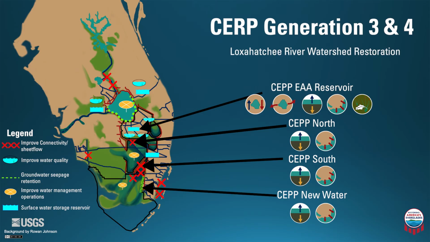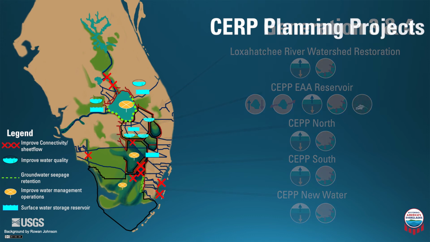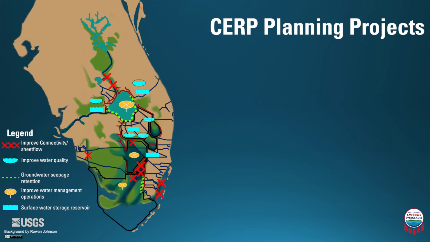Loxahatchee River Watershed Restoration. This project will restore headwater wetlands and enhance flows into the Loxahatchee National Wild and Scenic River. These actions will improve water depths and flooding durations in Everglades freshwater habitats and improve freshwater flow to the Lake Worth Lagoon. CERP planning projects.